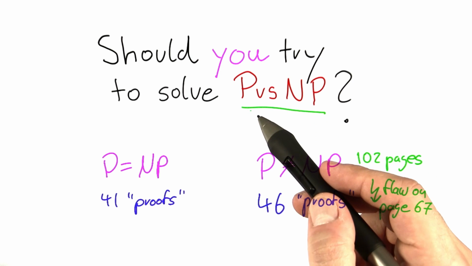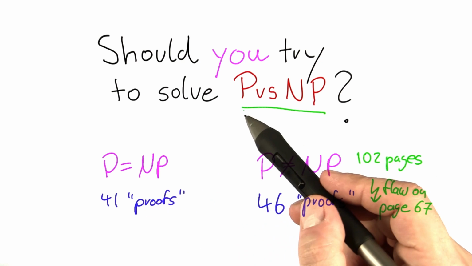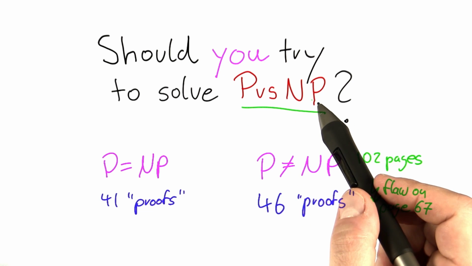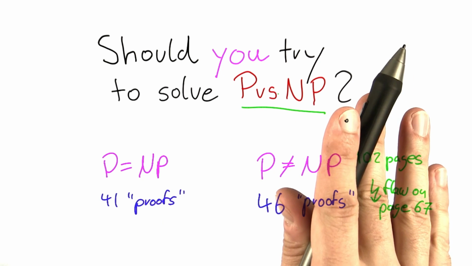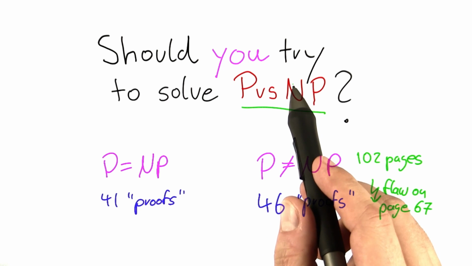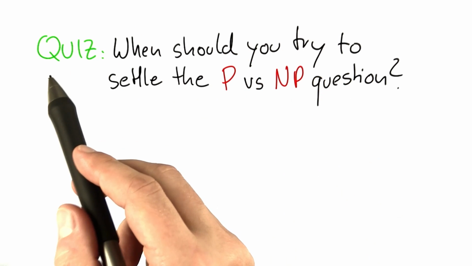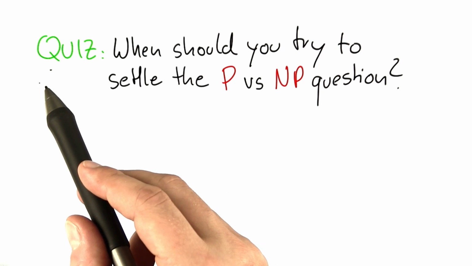So not only do you need to have a good idea for a proof, but you also need to invent new techniques for theoretical computer science. So I do not want to discourage you from thinking about P versus NP, but don't quit your day job to attempt to resolve this question. So let's do our final quiz in this unit.